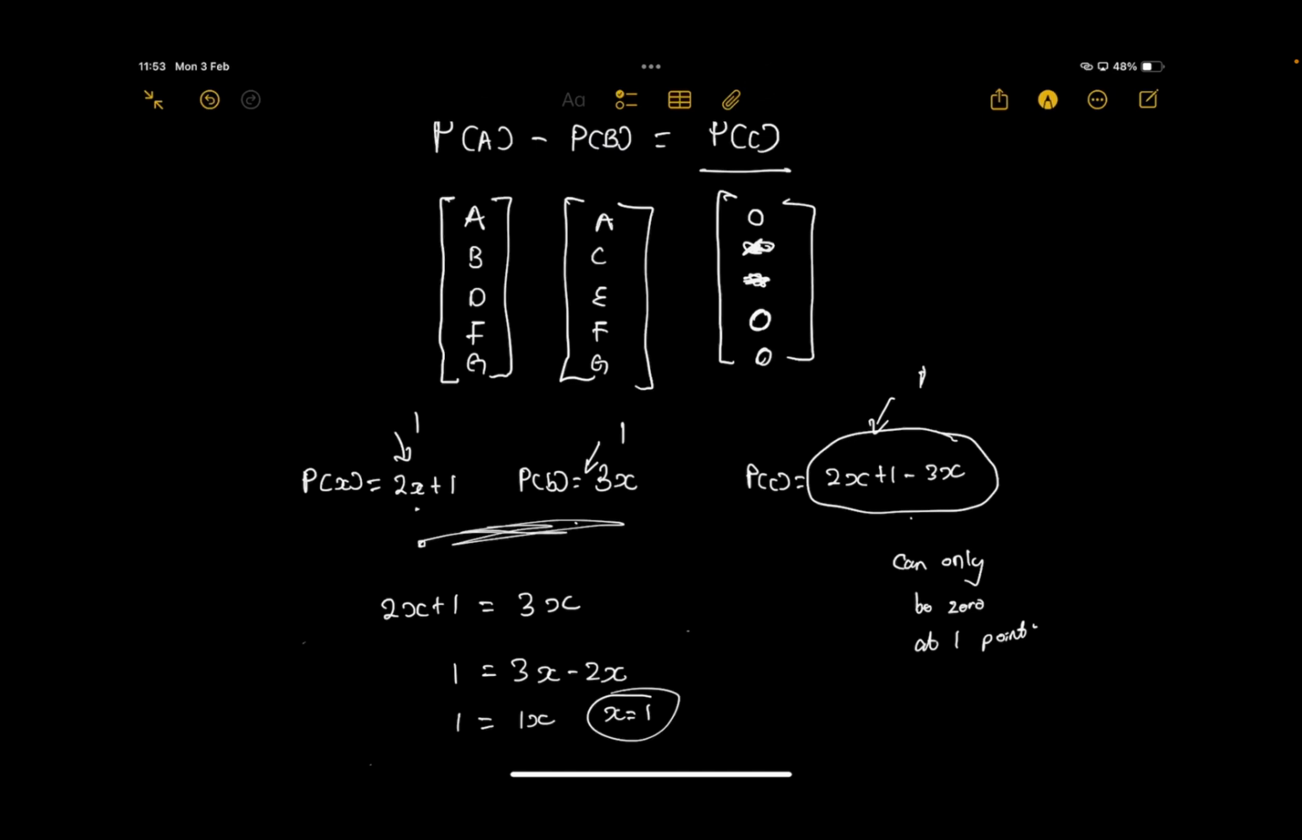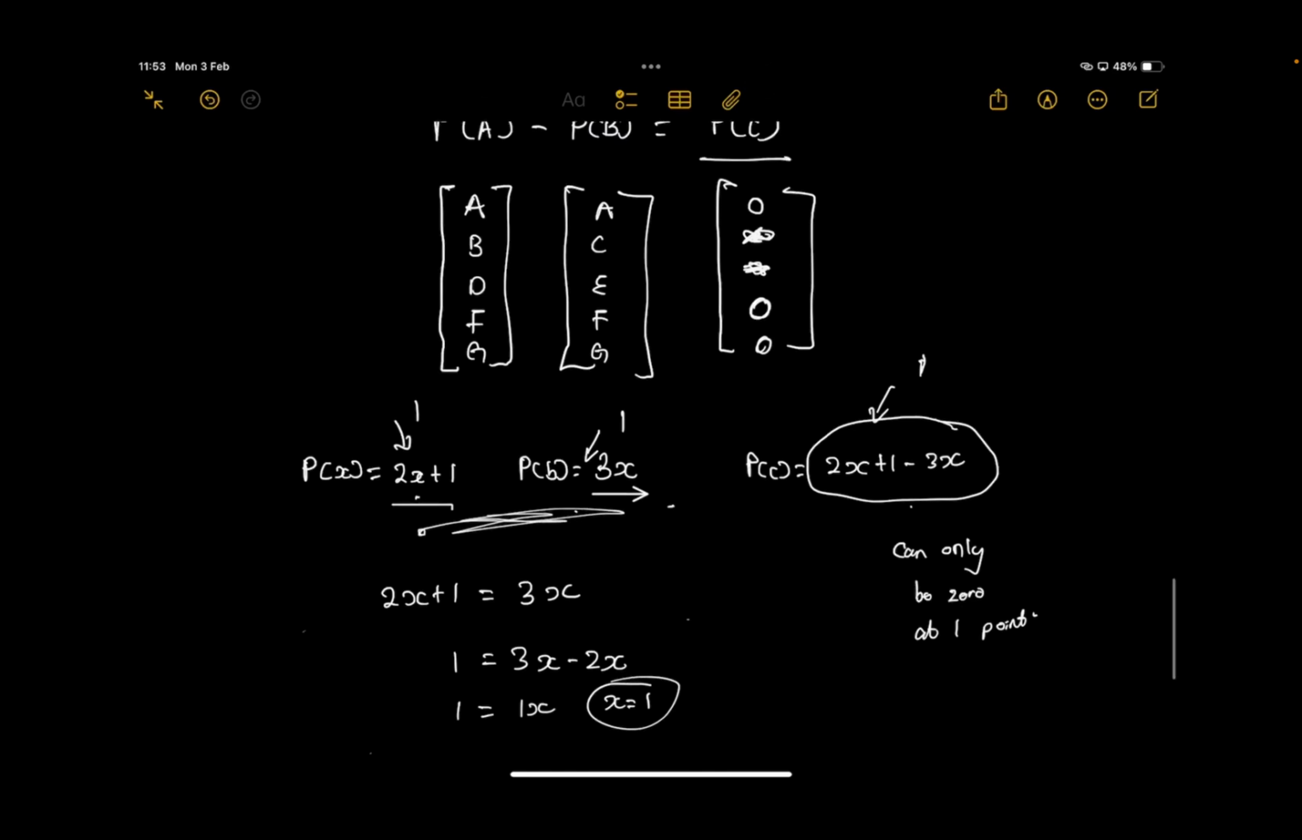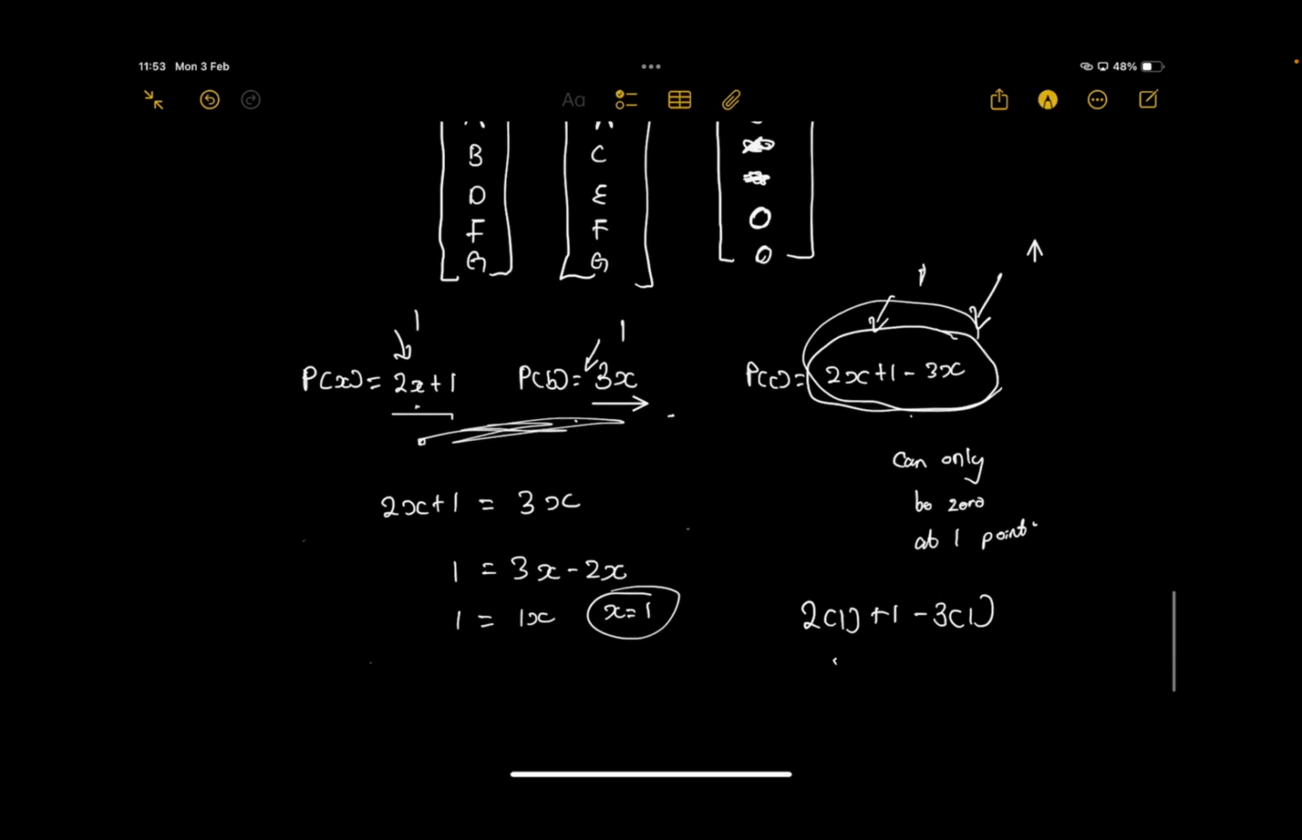If I evaluate at 1, that's what? 3. If I evaluate at 1, that's 3 also. This is the only point that you can evaluate both of them and it will be the same. In this case, 3. But then this one, that also now means that when we evaluate this at 1, we're going to get 0. Does that make sense? So this will be like 2 into 1 plus 1 minus 3 into 1, right? Which is what? 2 plus 1 minus 3. 3 minus 3 is equal to 0.